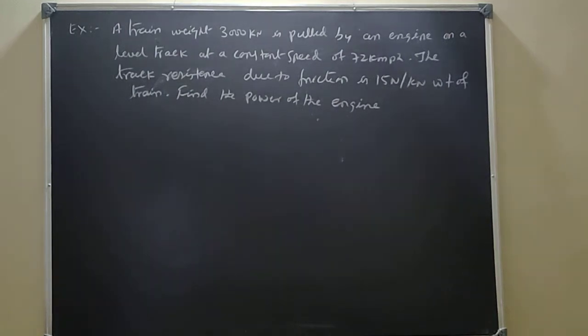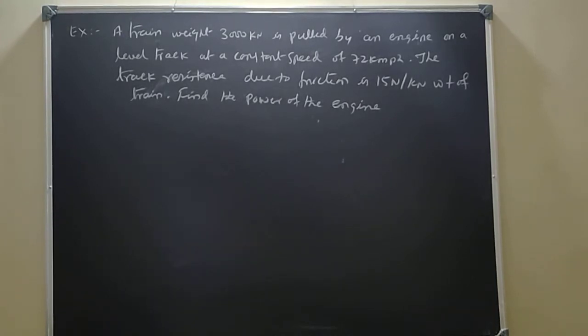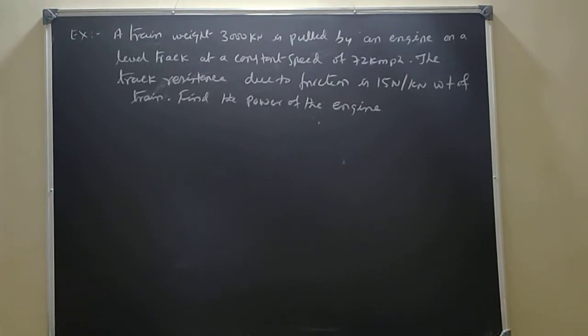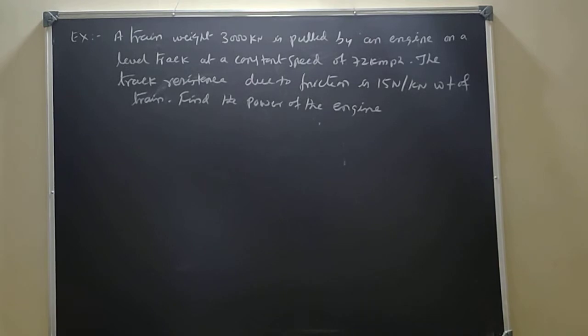So let us solve some of the numericals on the power calculation. Now the example reads like this. A train weighing 300 kilonewton is pulled by an engine on a level track at a constant speed of 72 kilometers per hour. The track resistance due to friction is 15 Newton per kilonewton weight of the train. Find the power of the engine.